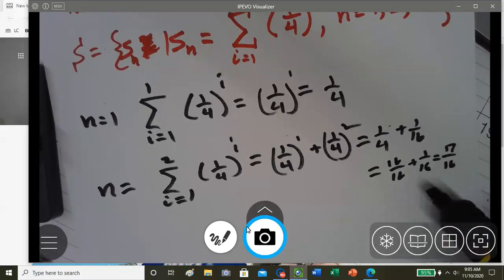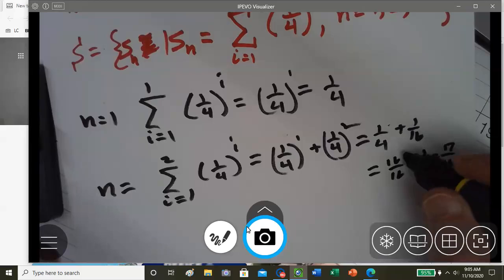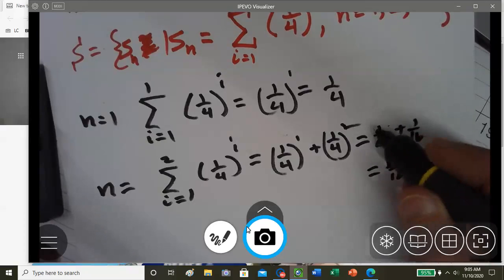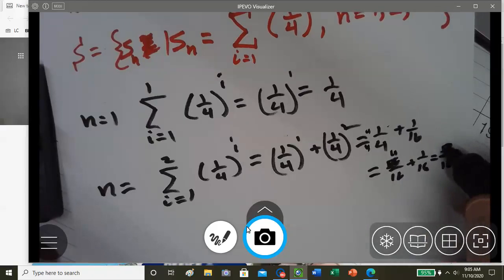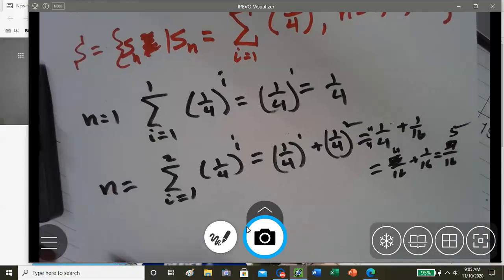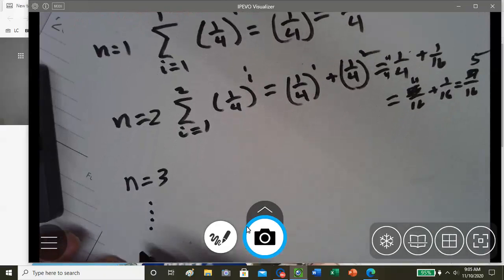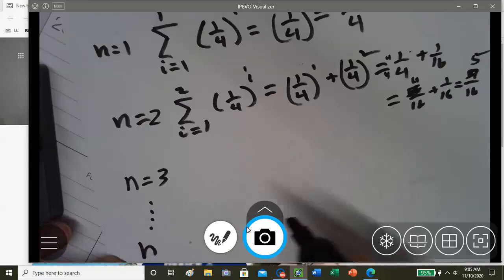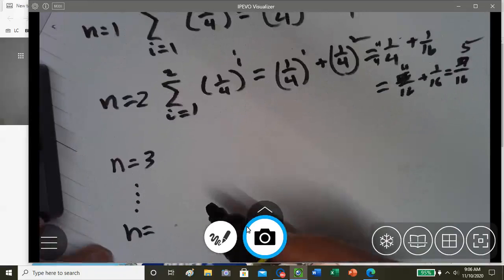So we continue with that. Actually, we're multiplying 4 over 4 here, so this would be 4 over 16 plus 1 over 16. So that's 5 over 16, and so this is n equals 2. And so if we go n equals 3 and so on, we want to figure out what is the largest number of n that we can accept, so that we can work with.